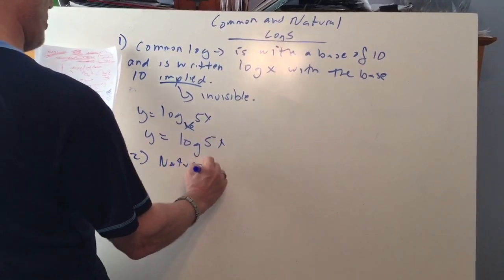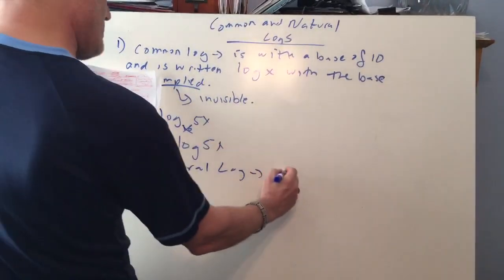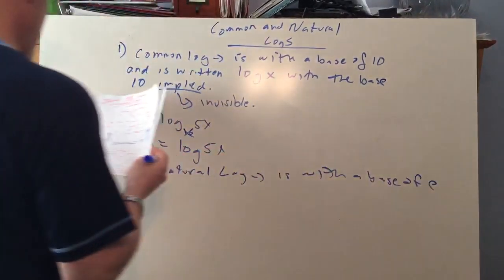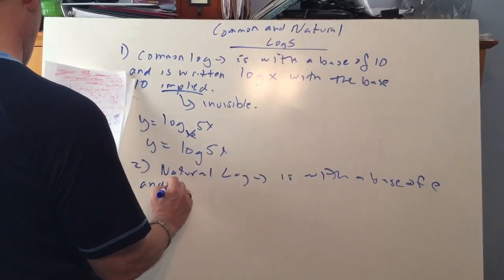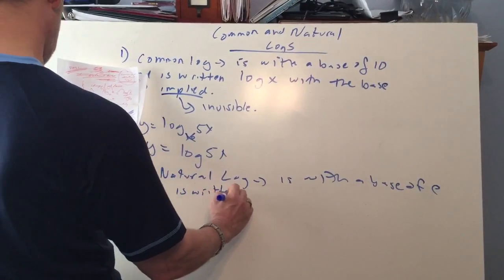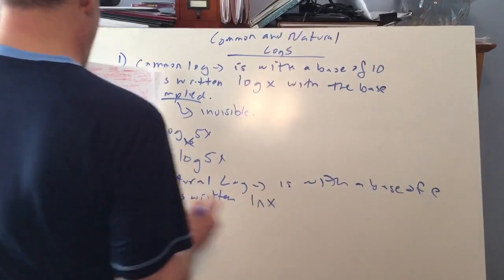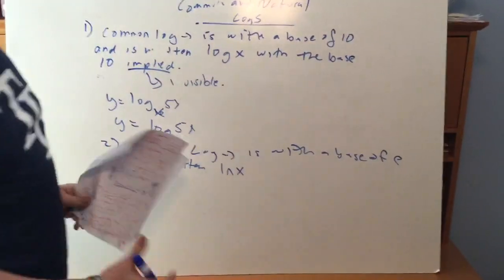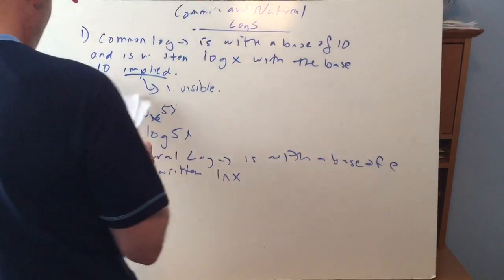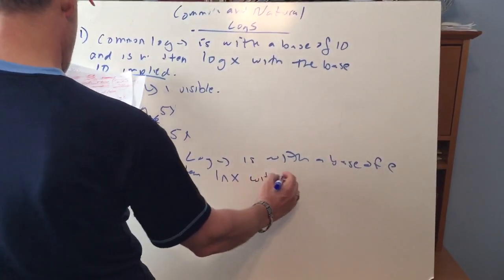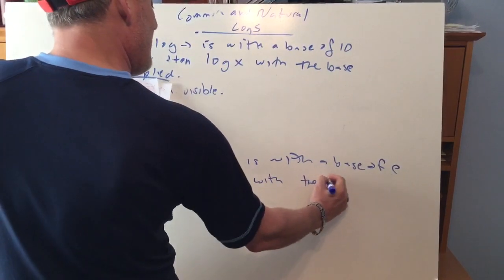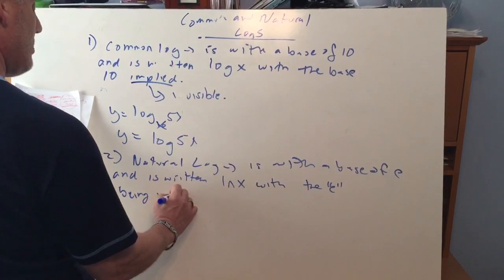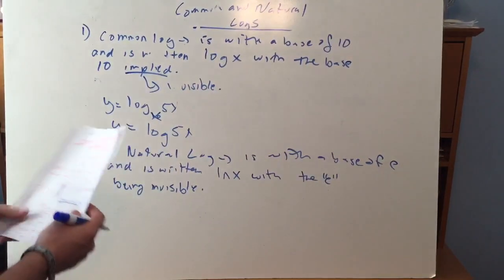Secondly, we have a natural log. A natural log is with a base of e, and is written ln x, with the e being invisible. So now we have the e's invisible.